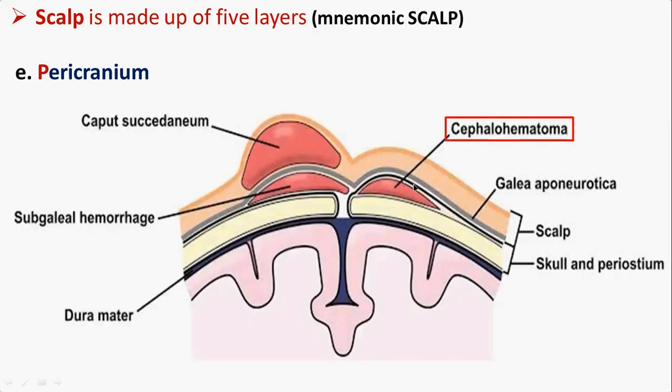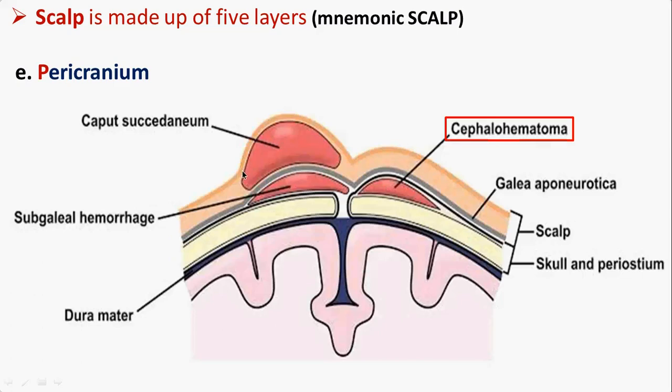So here this is a cephalhematoma. It will not tend to spread because of the attachment of the pericranium to the suture. The pericranium layer is adherent to the suture, so it does not spread much; it stays in one place. That's why this condition is called cephalhematoma.